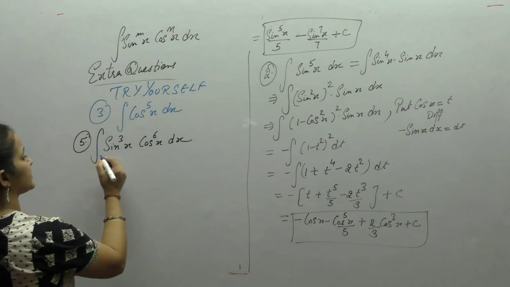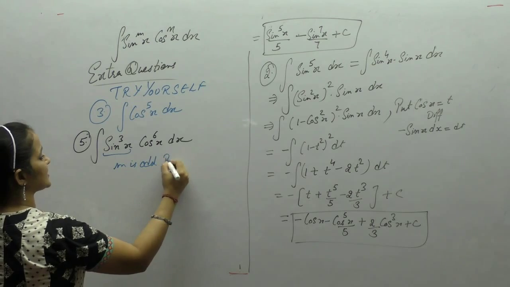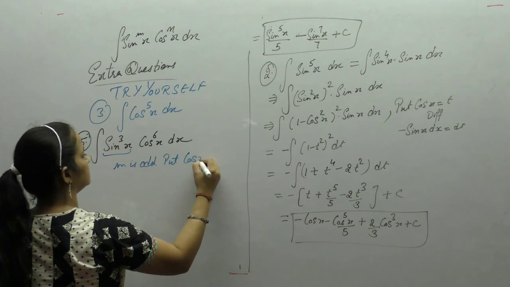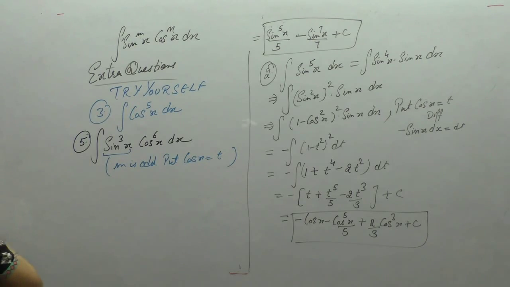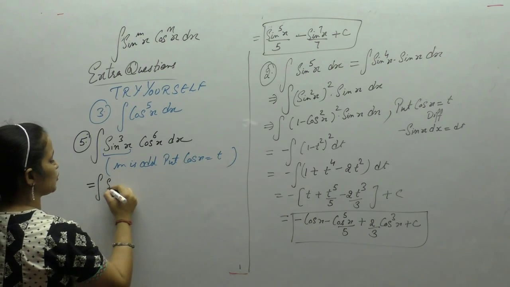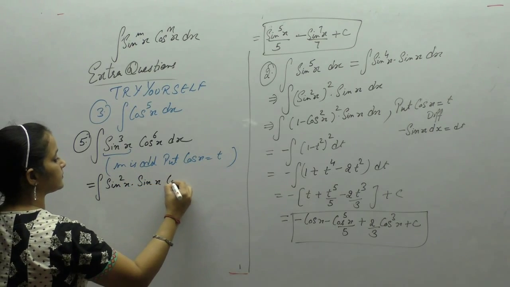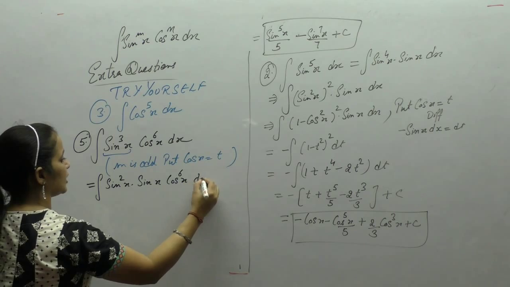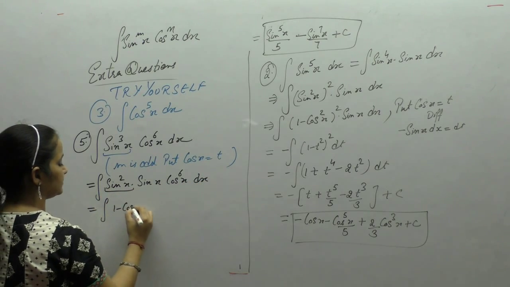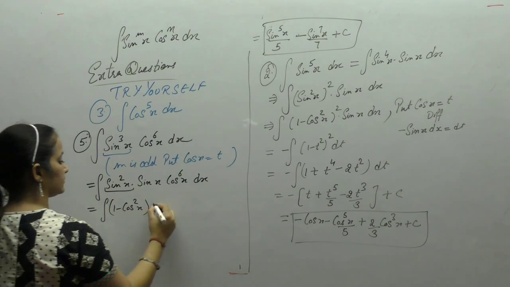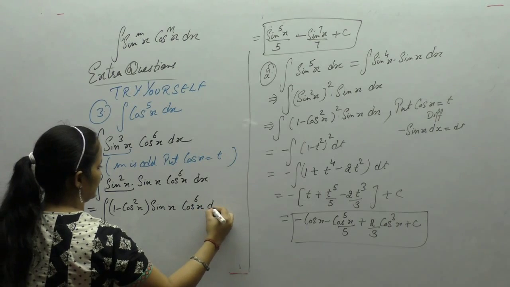Here the power of sin x is odd, m is odd, so we put cos x as t here. Now in the first step, write sin cube as sin square x into sin x. Instead of sin square we use the identity 1 minus cos square x. Now put cos of x as t.